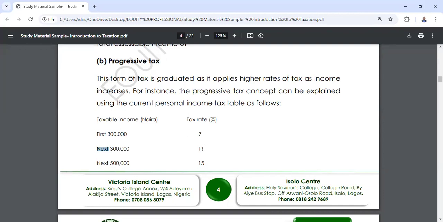That 100,000 falls under 7%. The next 500,000 falls under this, and it's going to be charged at what rate? 15%. Yes, it's going to be charged at 15%. Do you understand?